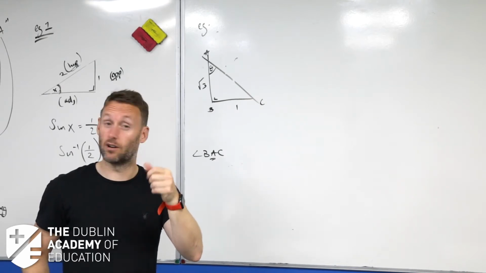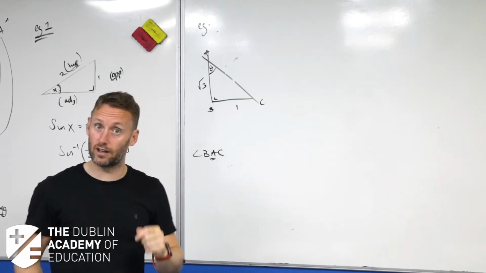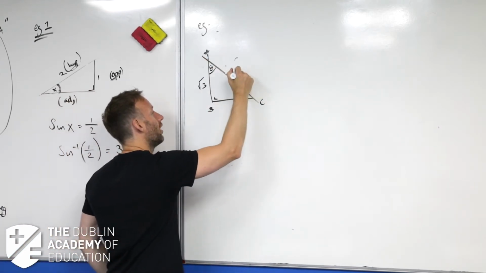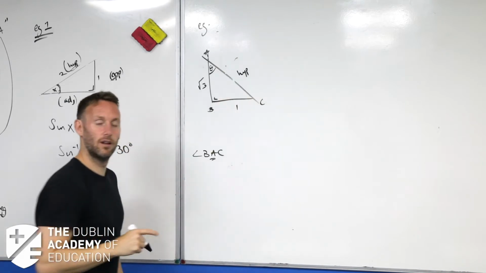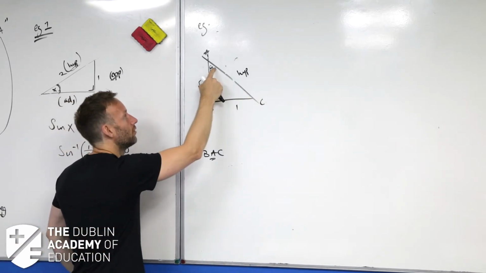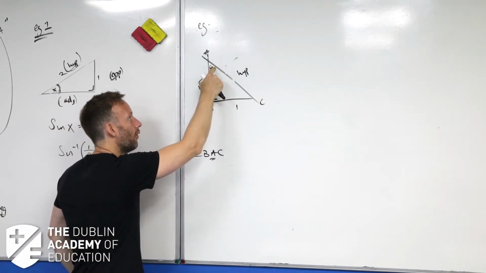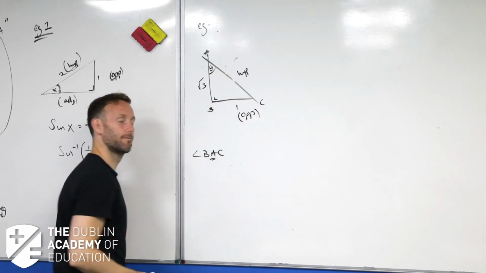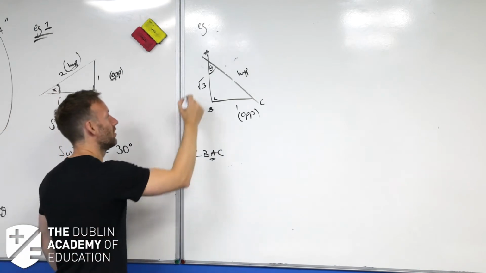Now, what are our sides? Hypotenuse, opposite, and adjacent. So let's go and write that. Hypotenuse is always the longest side, so A to C must be the hypotenuse. Lovely. Now, we're looking for that angle. Right, so that's the angle that we're looking for. So that side there, 1, is clearly the opposite. And then finally, the third side is the adjacent.